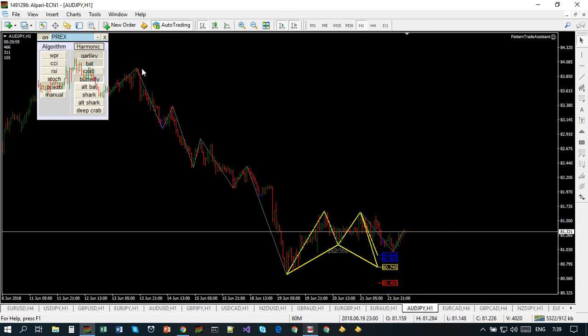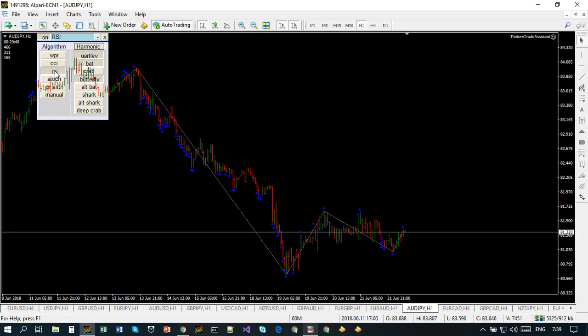Okay, crab will be lower. Right now the bat is the one that completes first, that's why I switched the crab. And of course it will be seen by other algorithms the same way it was seen with the advanced formation approach. RSI.